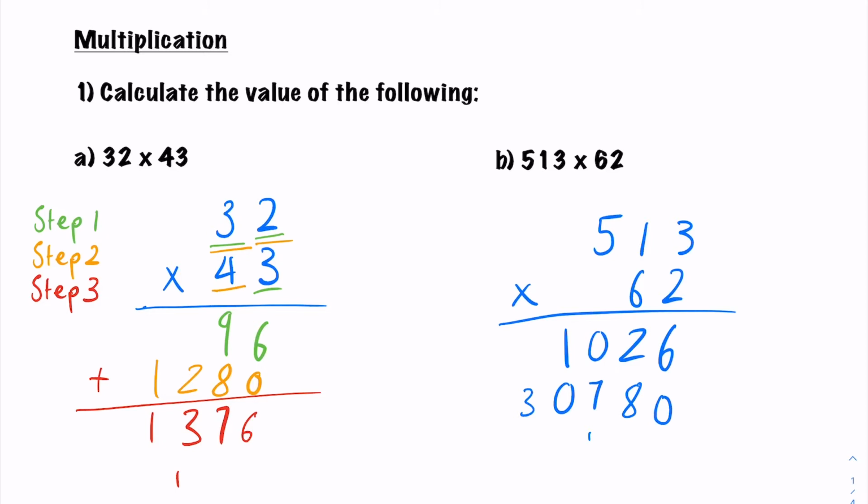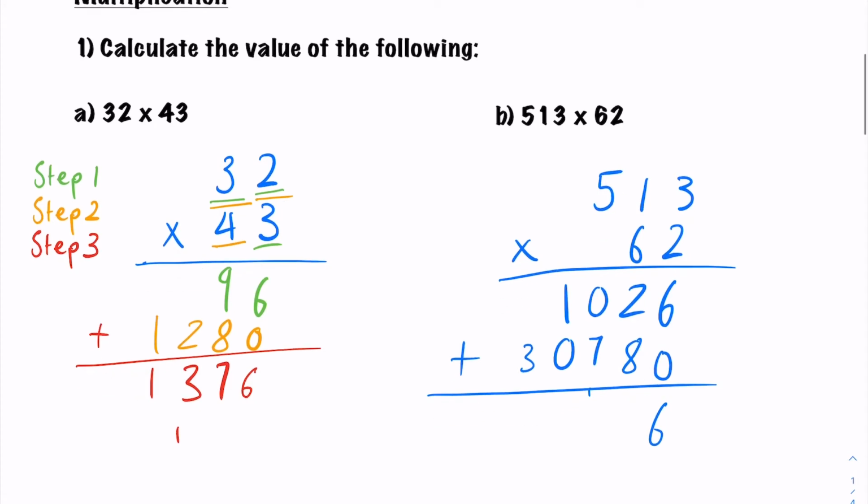And then adding these together, we're going to get 6 plus 0 is 6. 2 plus 8 is 10. So carry the 1, put the 0 here. 0 plus 7 plus the 1 we've carried over would be 8. 1 plus 0 is 1, and 3 there. So you get 31,806.